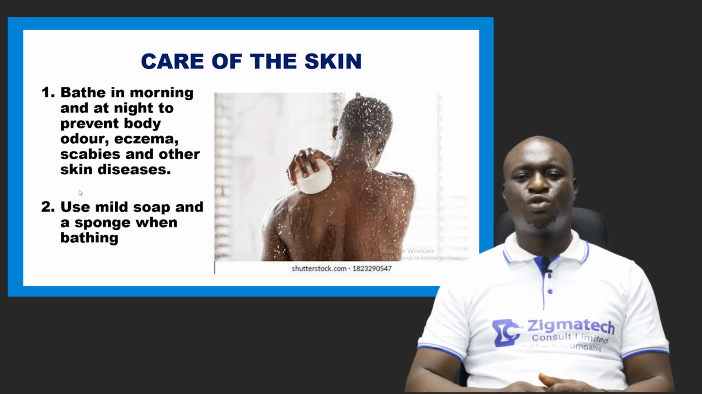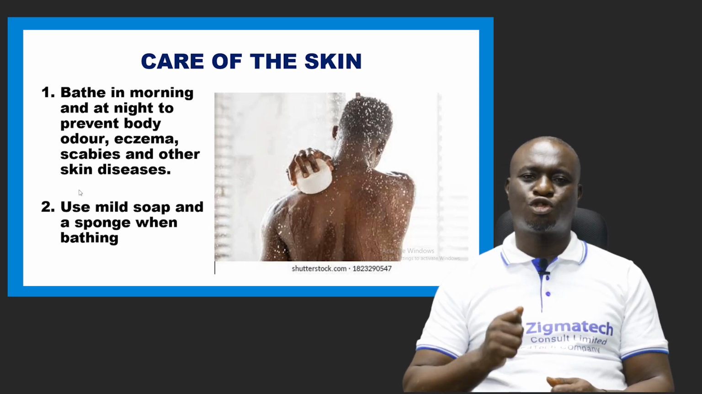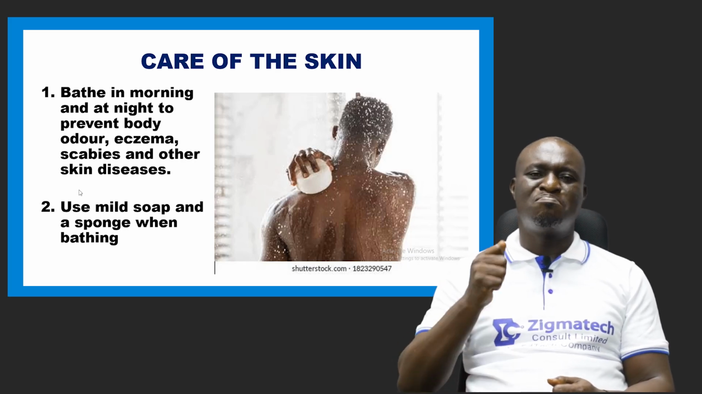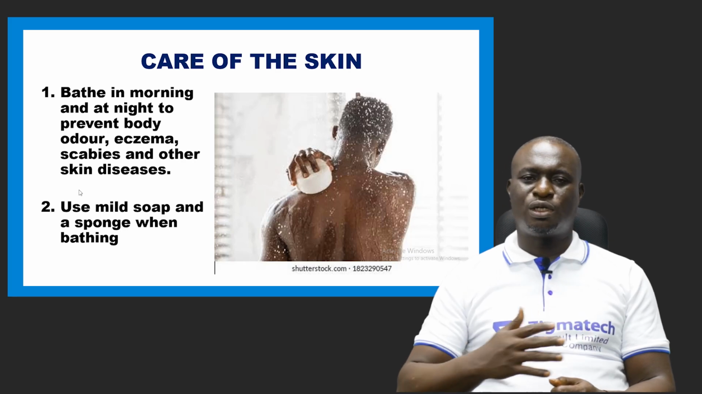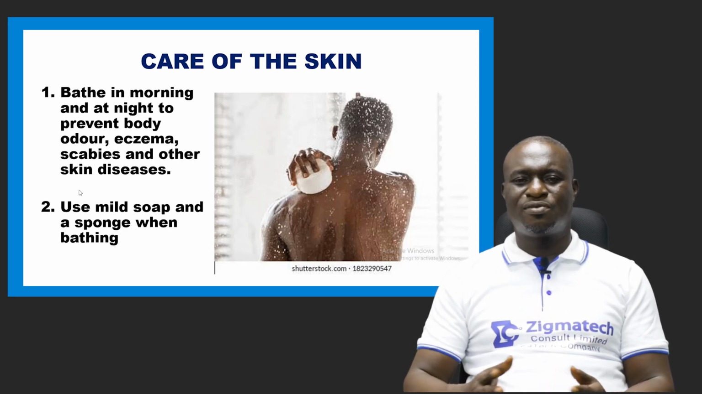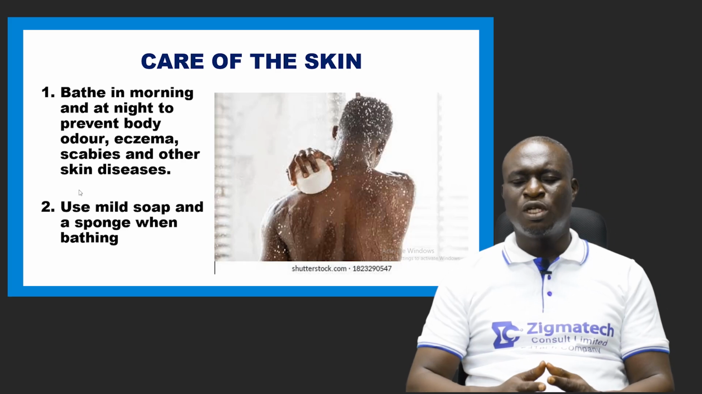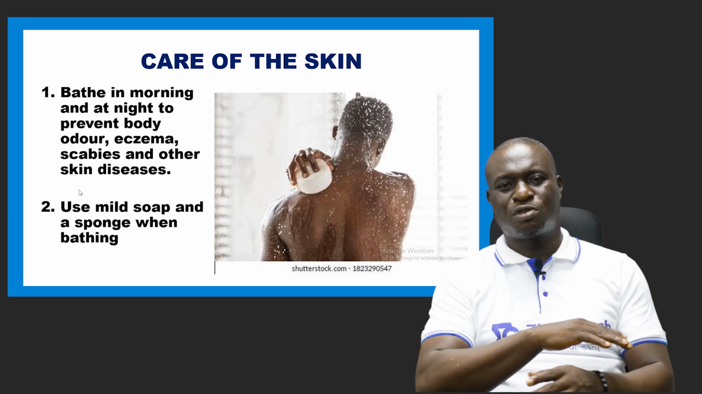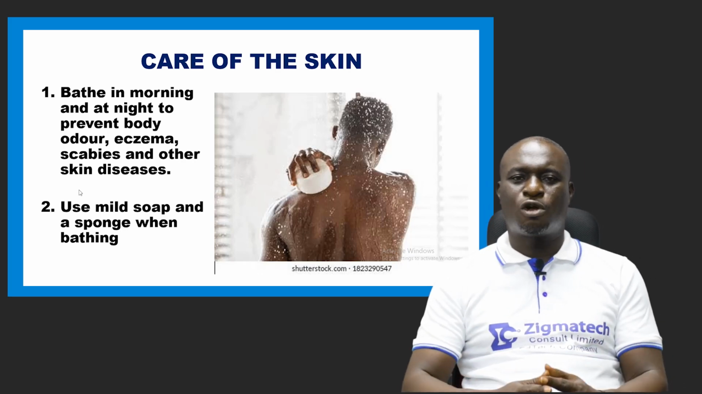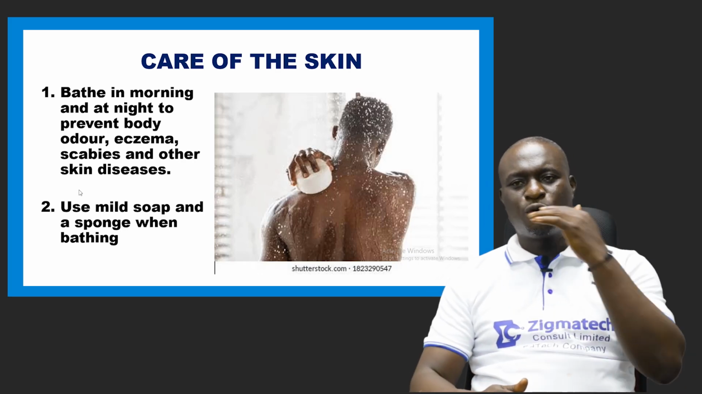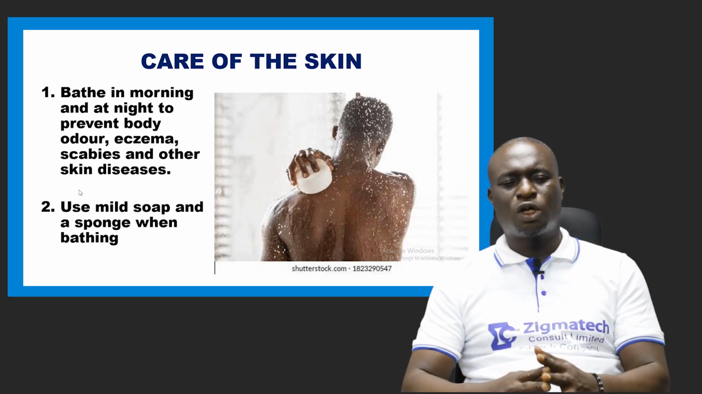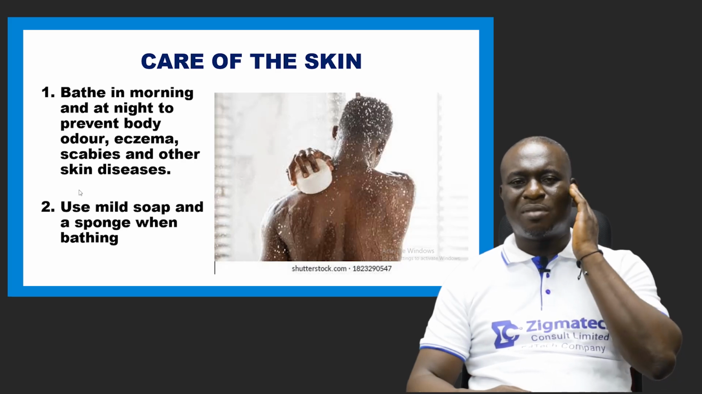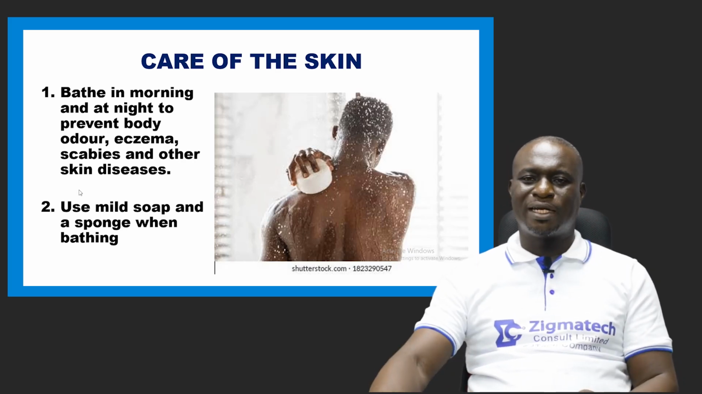Another one, number 2, is use of mild soap and a sponge when bathing, so that you can scrub your bodies based on some of the activities you have indulged in during the day. The soap and the sponge help to remove the dirt from our bodies. So one other way we can take care of our skin is use of mild soap and sponge when bathing.